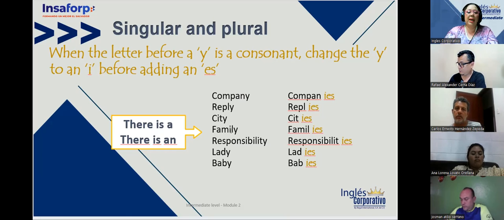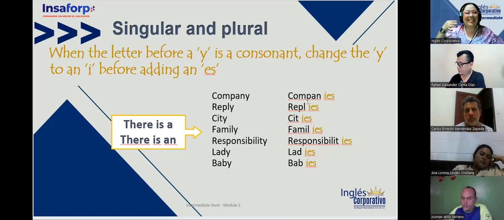Responsibility. Pero vemos que la última sílaba es consonante con Y, ¿verdad? No es una Y acompañada de una vocal, ¿verdad? Con una consonante. Lady, ladies. Baby, babies. Pronunciation, open like this. Companies, replies, cities, families, responsibilities, ladies, babies. Como tienen apagado su micrófono, ustedes vayan pronunciando al mismo tiempo que yo voy diciendo.